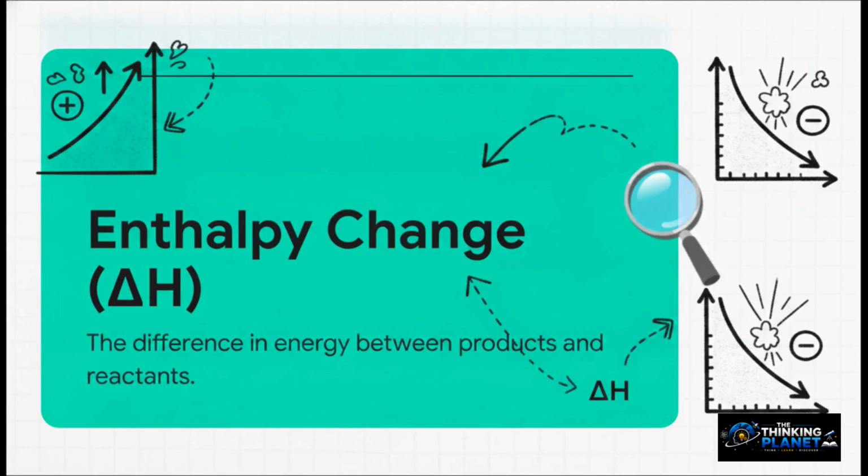Think back to that graph we just talked about. Because an exothermic reaction drops from a high energy state to a low energy state, the mathematical difference is negative. So here is an incredibly important rule for your exams. Delta H is always negative for exothermic reactions. And, as you'll see in a second, it's always positive for endothermic reactions.